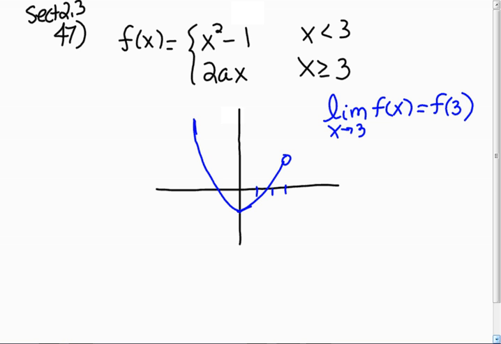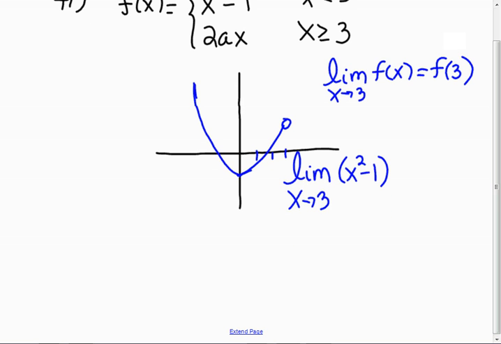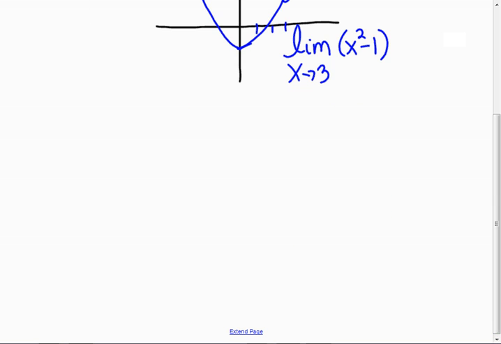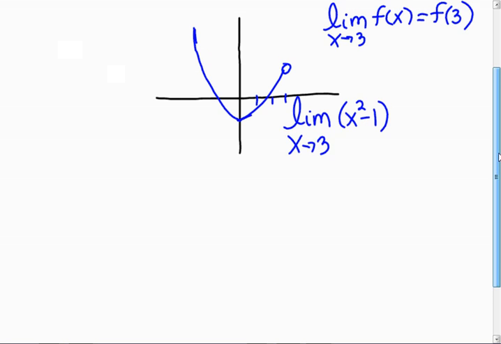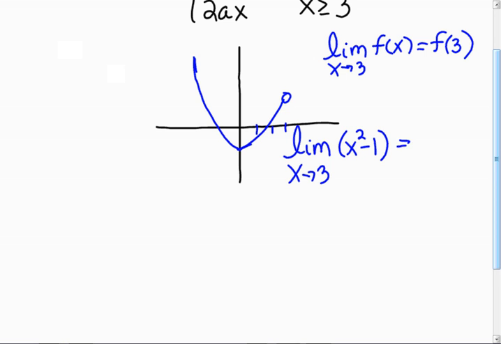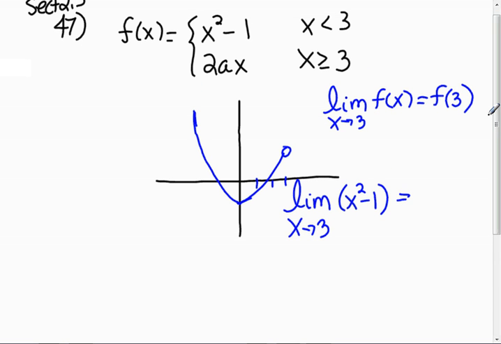What is the limit as x approaches 3? Now, why don't I have to check both sides of this? It's a polynomial, right? Nice little parabola. Okay, guys? What am I going to do next? That has to equal f of 3. What's f of 3? It's 2a times what? What is x, though? 3.